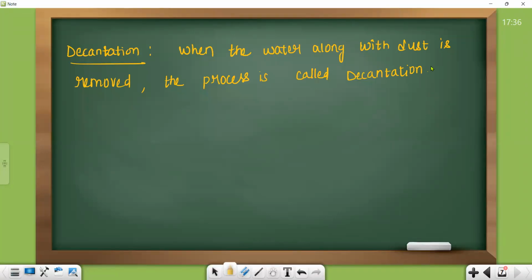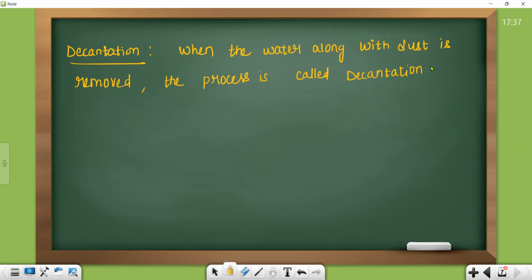Ma'am, I have a doubt in filtration. If we filter water with another process, something other than a filter paper, is that still counted as filtration? So what do you want to use? Ma'am, like a strainer.